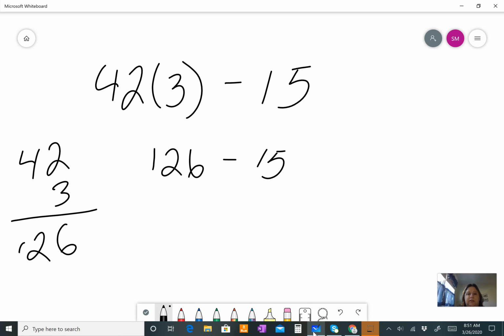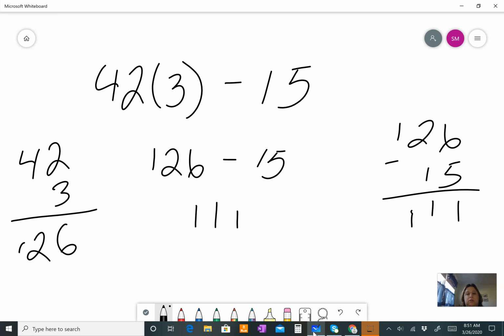minus 15. Okay, so I'm going to come off to the side over here and do my work. Minus 15. 6 minus 5, 1. 2 minus 1, 1. And then 1 just comes down. So my answer to number 6 is 111. I'll circle that. So that is my answer.